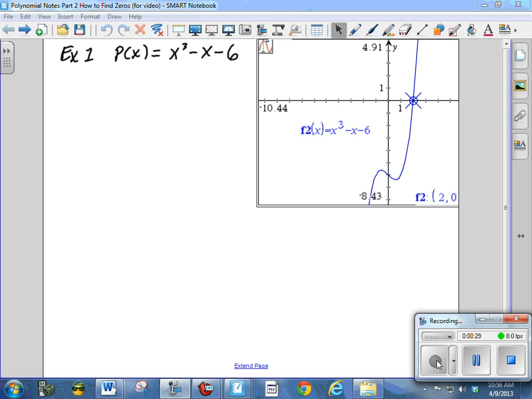There are polynomials for which we cannot find all of the zeros, and that's what it says under method 3 on the first page of the notes. But for ones that we can find all of the zeros, we're going to learn some techniques.